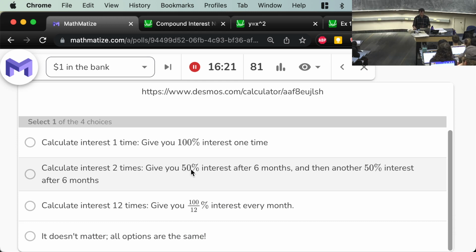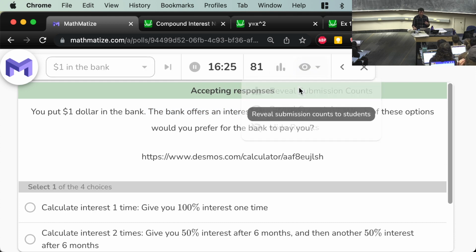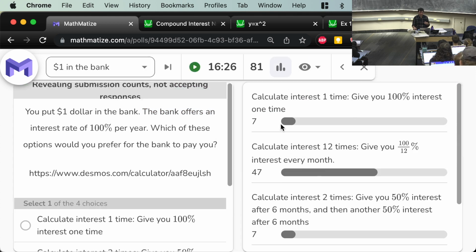The bank is the bad guy. So how do we get the most money? What should we do? And let's see what you guys said. All right. So there was options for 1 time, interest once a year. Interest 12 times a year, that seems popular. Interest 2 times a year, also not very popular.